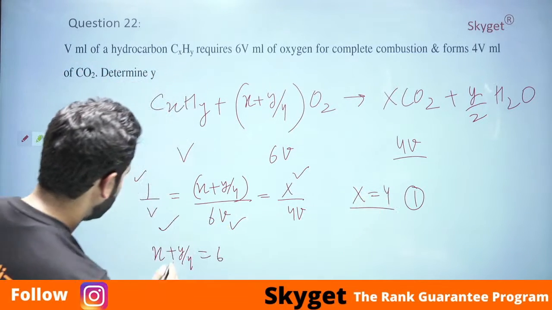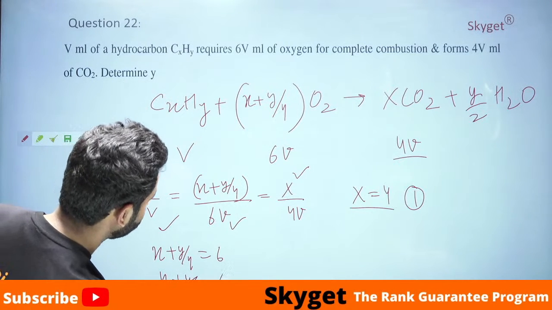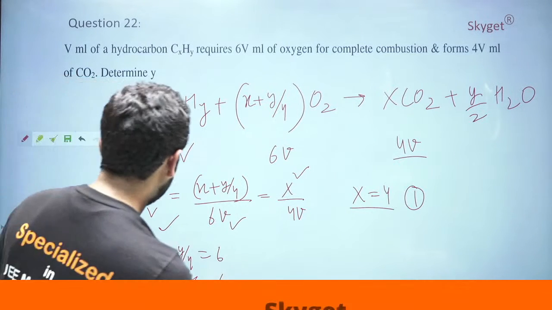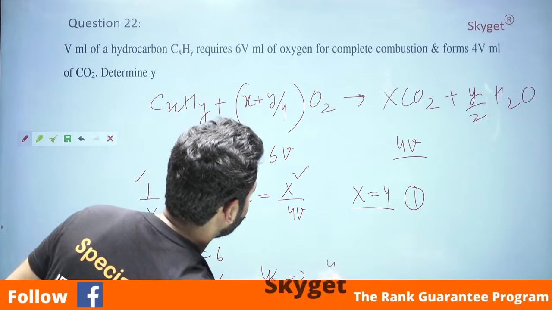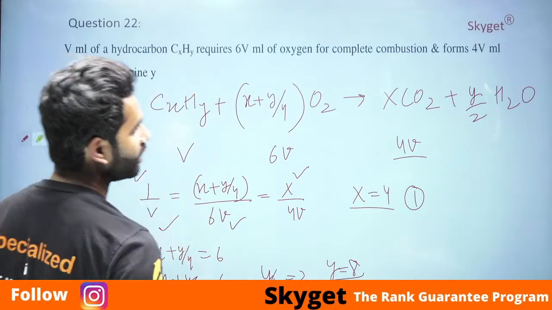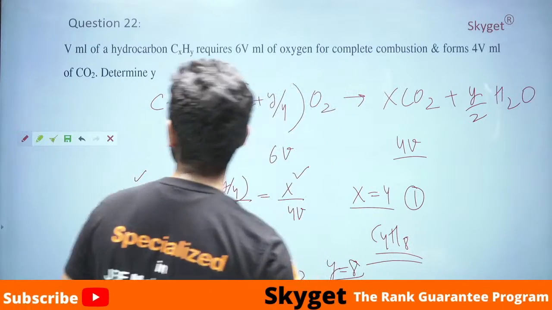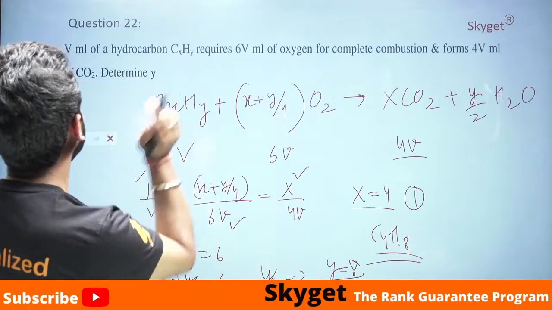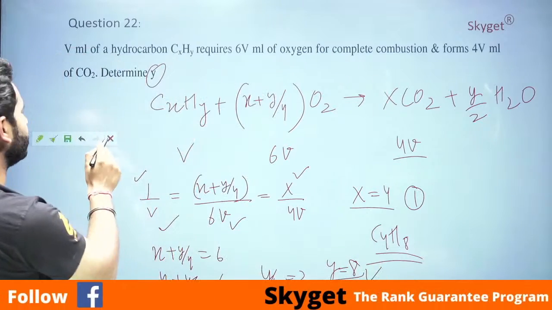x is 4, put it here, 4 plus y by 4 is equal to 6. 4 goes to the right, y by 4 is equal to 2 and y is equal to 8. It means this hydrocarbon is C4H8. But what we need to find is y. So y is 8.